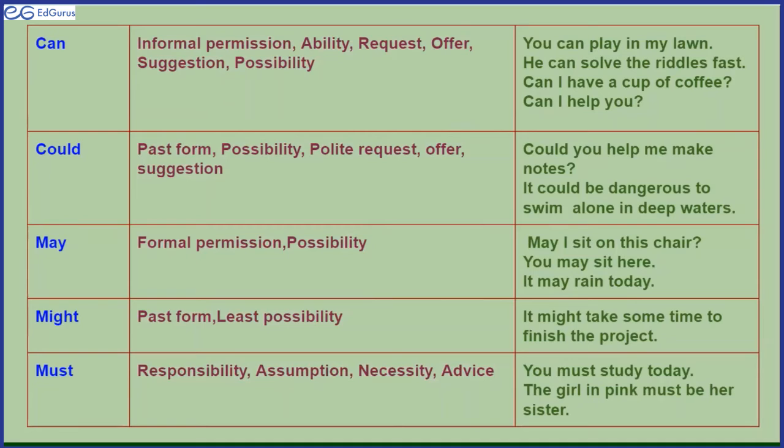Might. Might is the past form of may. Might is the least possibility. It might take some time to finish the project. This is least possibility. You're not certain at all. You're just making a guess. You're just giving a possibility. Yeah, it might take some time to finish the project. When you are not certain, then you give this possibility, which is the least possibility.